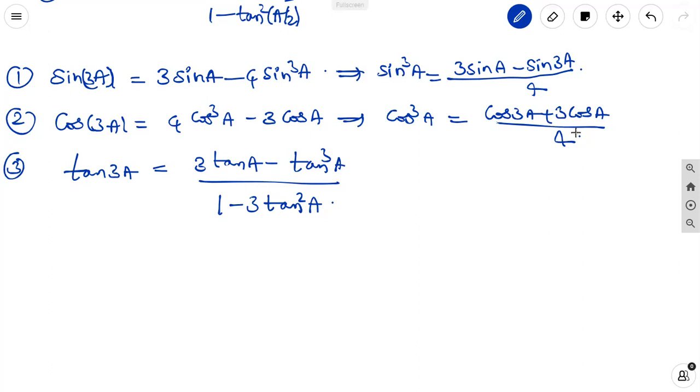Now let us discuss some problems on multiples and submultiples. Exercise.